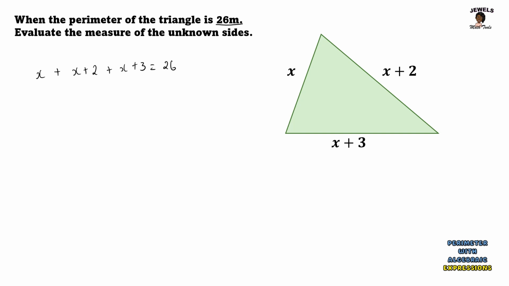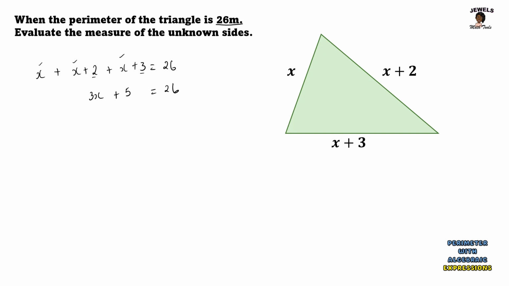So now let's begin by collecting our like terms. We have x's and constants in this question. So I'm going to begin by collecting my x's. I have x plus x, which is equal to 2x, plus x, which is equal to 3x. And now to add up my constants, I have 2 plus 3, which is equal to 5.